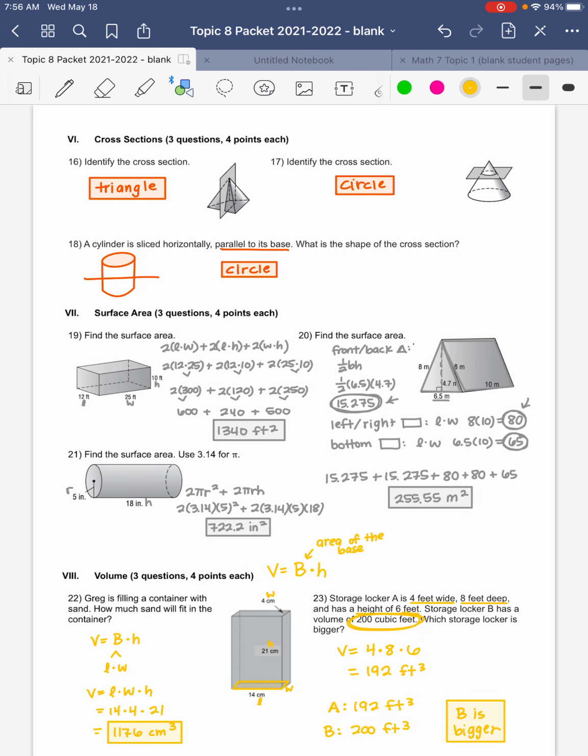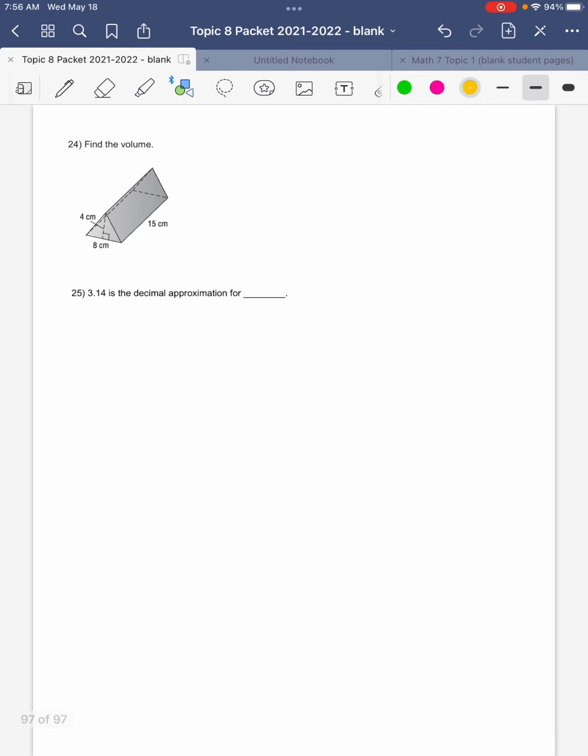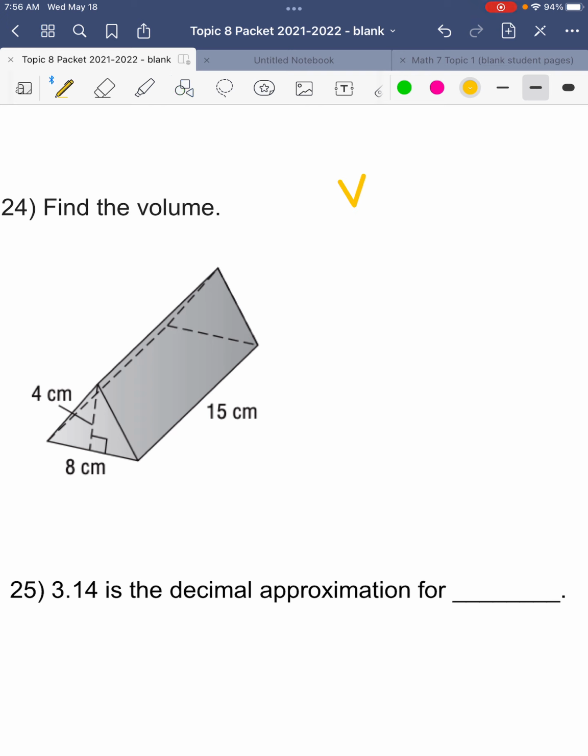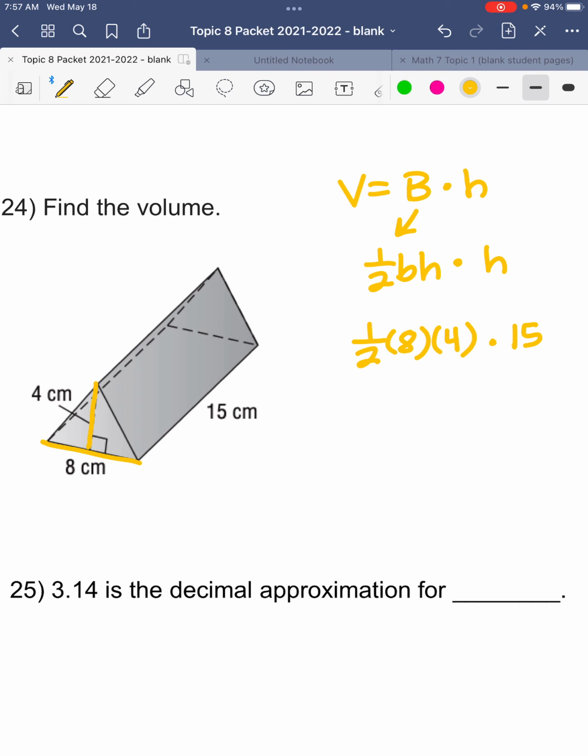Okay, let's move on to the last page. Find the volume of this triangular prism. Well, we know that volume is big B times H. And big B for a triangle is going to be 1/2 times the base of the triangle times the height of the triangle. And then I'm going to multiply that by how far apart the triangles are. So we have 1/2 times the base of the triangle, which is 8, times the height of the triangle, which is 4. And then I'm going to multiply that times 15, how far apart the two triangles are.